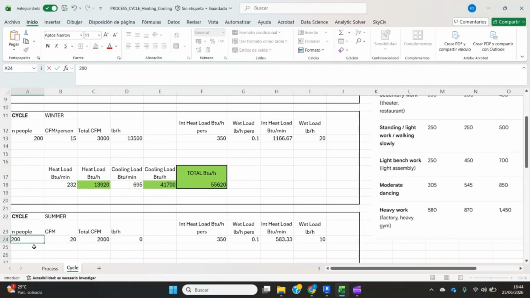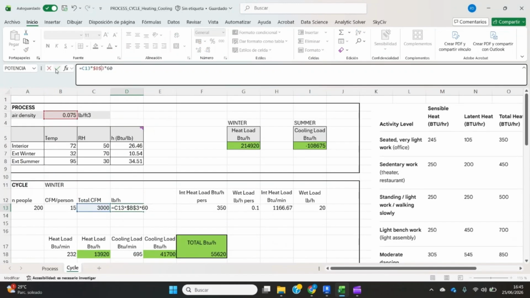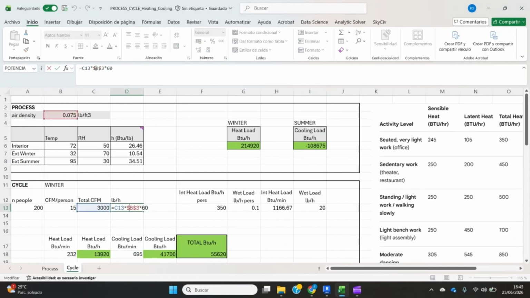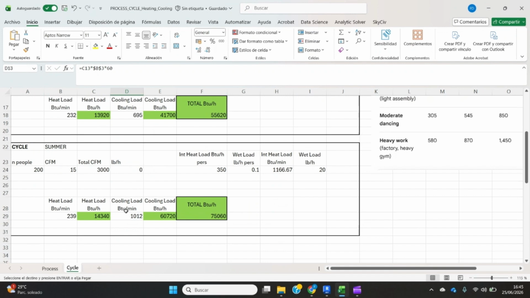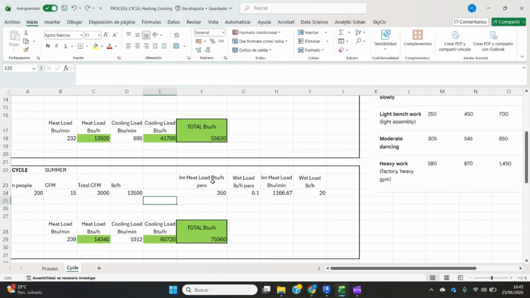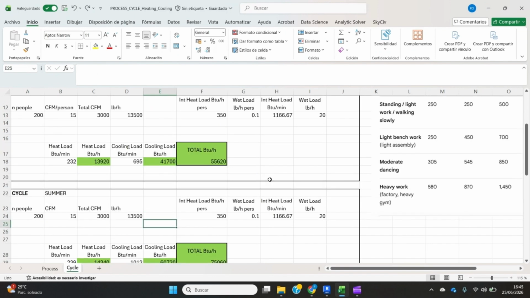I have the same number of people, 200. The CFM is 15, and the pounds per hour. Okay, I have to fix this number because the air density doesn't change. And now if I copy this here, there you go. We have the same number of people, 15 CFM, and then we go from CFM to pounds per hour. Okay, the internal heating and cooling loads should be the same. Okay, so it's 1166 and 20.